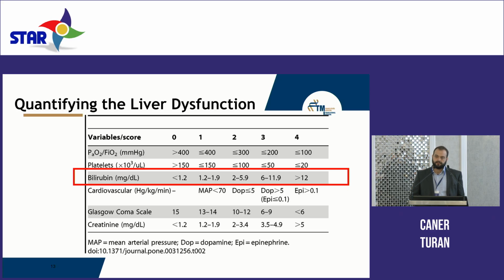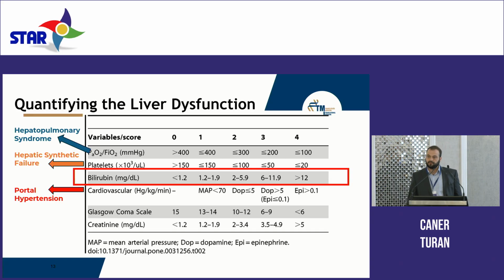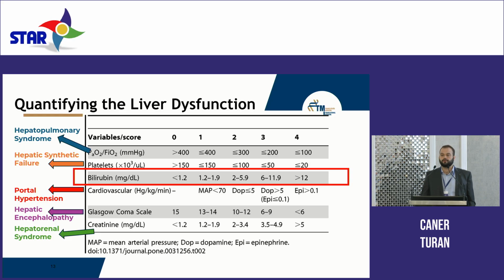But what we are not always taking into consideration are the liver manifestations in the other domains, like hepatopulmonary syndrome, or hepatic synthetic failure in coagulation, or portal hypertension and its manifestations for the circulatory system, or hepatic encephalopathy, when we cannot wake our patients up, when we cannot orient our patients, and hepatorenal syndrome, when the kidneys are unable to compensate for the lack of liver function.